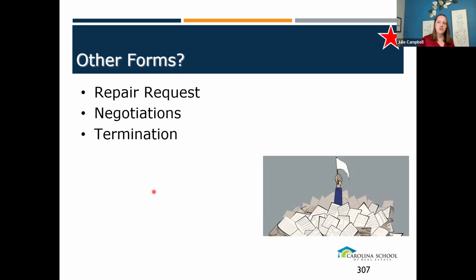There's negotiation forms we can use. We got one, I think this one's mentioned in your book, called response to buyer's offer. Maybe it's not. But anyway, response to buyer's offer, the seller can communicate with the buyer about how they want to respond to their offer. We have many termination forms, termination with release of earnest money, termination without release of earnest money.